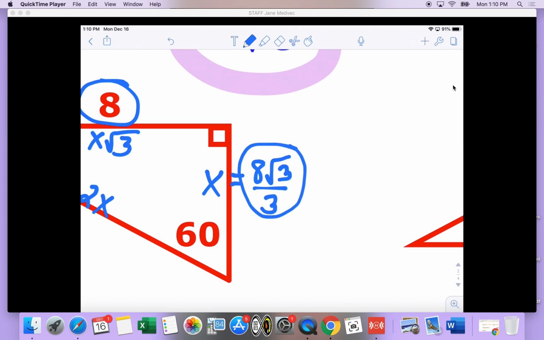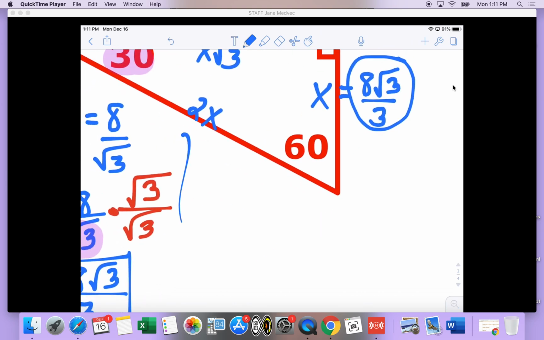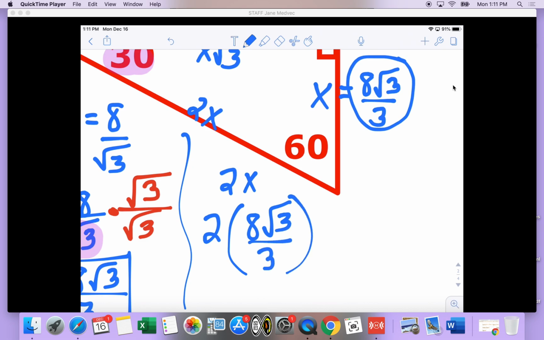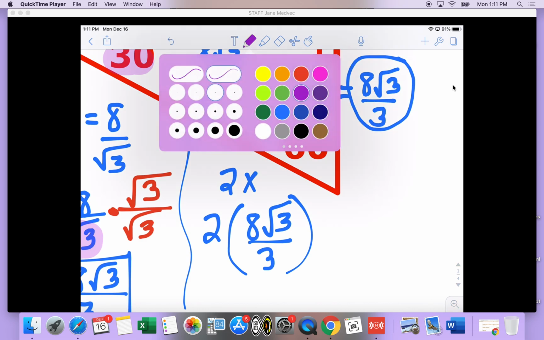And now I got that side and I'm going to circle it. The reason, again, why I circle it, I know I'm done. I know I got that side and I'm set. Okay, now I'm going to do the hypotenuse. So I'm going to take that 2x, I'm going to take out x, and I'm going to go 8 root 3 over 3.